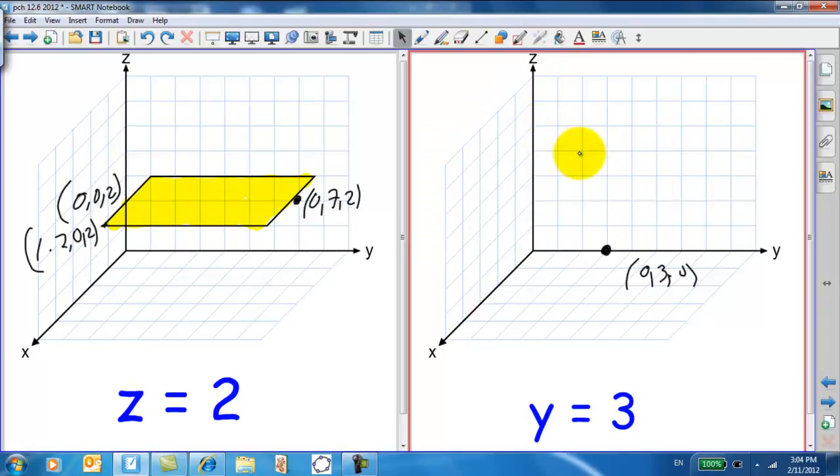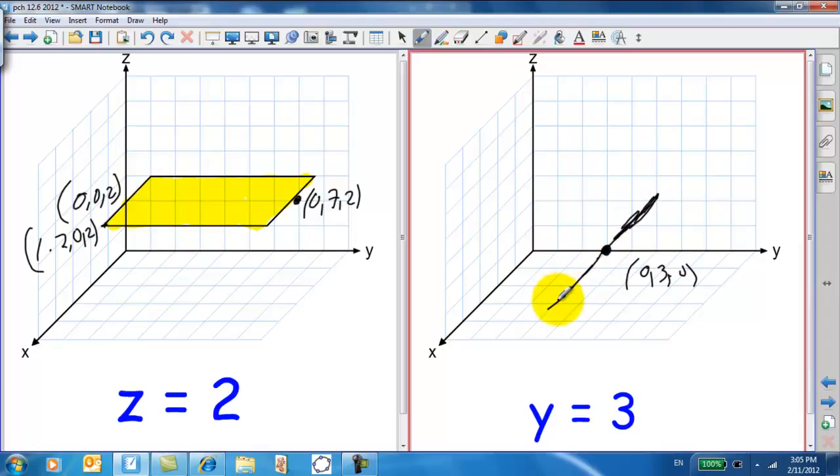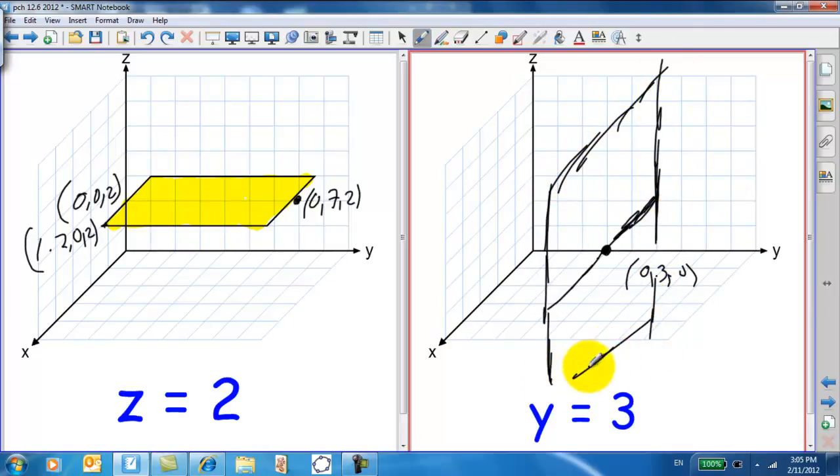What you can do is go like this. Start going parallel to the x-axis, and then go parallel to the z-axis as well. There's an example of doing it by hand. And so we get something parallel to the xz plane. And you can shade that in.